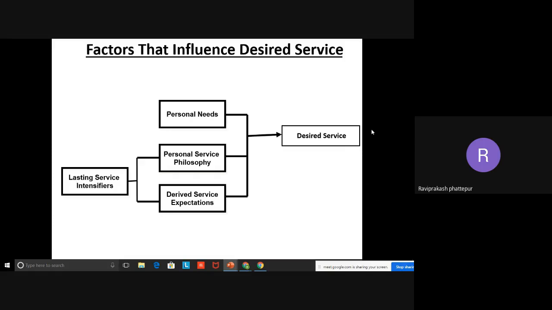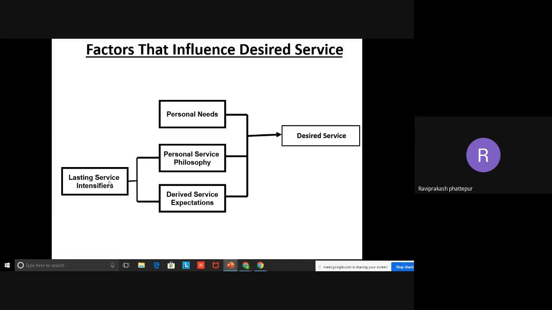So this part is basically more focused on the desired service. Here we have two different things, that is personal needs and lasting service intensifiers. First we'll see personal needs. Personal needs are those states or conditions essential to the physical or psychological well-being of a customer. So what do you mean by this? You are looking at physical or psychological well-being, and these are very important factors that shape what customers desire in service. So here, personal needs focus more on your physical or psychological well-being.